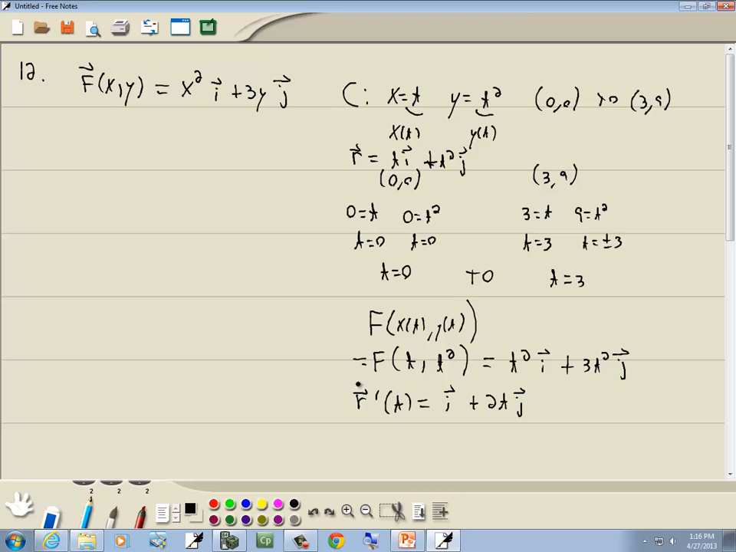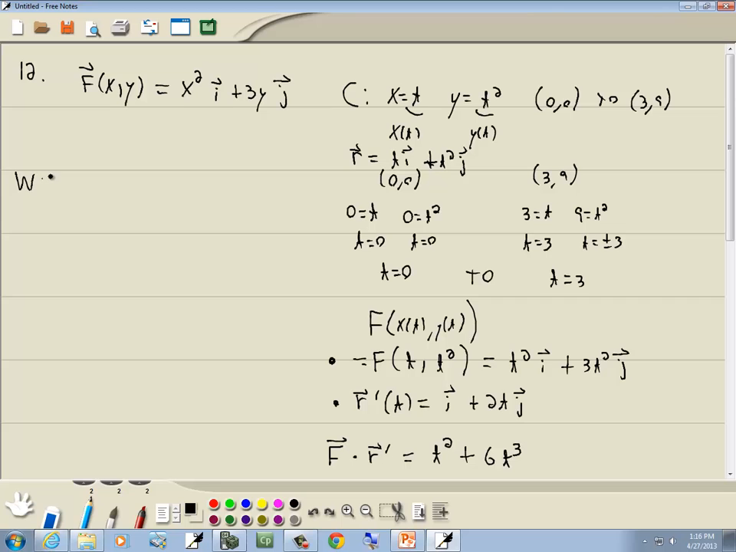Now I'm going to find a dot product of this and this, and I'll kind of shorten the notation. So the dot product of these right here: we'll multiply what's in front of our i's. There's an invisible 1 here, so we got t squared times 1, which gives us t squared, plus, and multiply what's in front of our j's. 3 times 2 is 6, and t squared times t is t to the third.